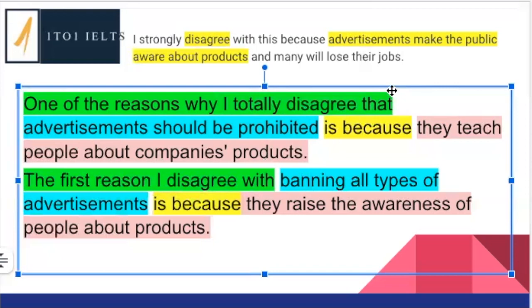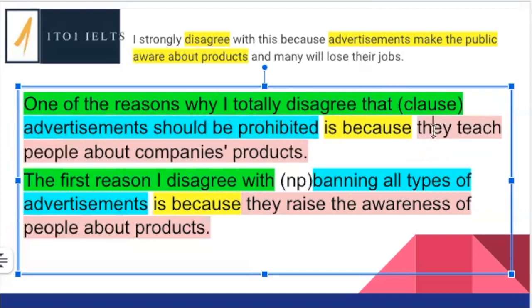So it's really important what comes after this disagree. The first reason I disagree with, this is always going to have the noun phrase. I totally disagree that, that is always going to have a clause, okay? So just remember that in your writing. Like what you're going to follow it with depends on this final word. If you totally disagree with that, you want a clause. If you totally disagree with, you want a noun phrase, okay? By remembering these structures, it means that your grammar is going to be correct for the rest of our public sentence. So the idea is good.